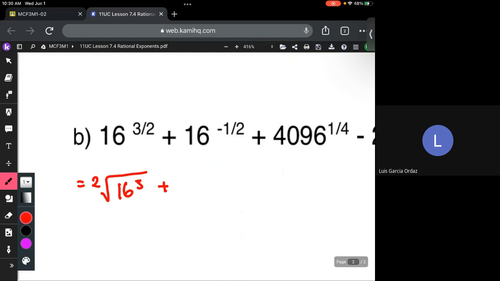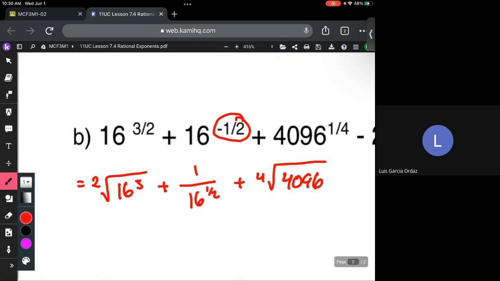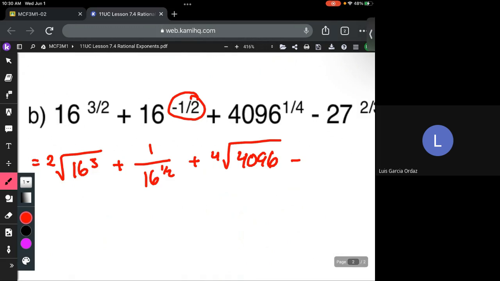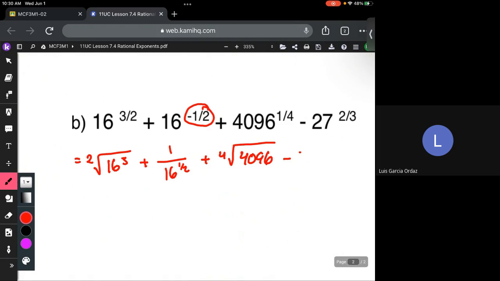How do I change this negative exponent to a positive? What do I have to do? So I get 1 over 16 to the power of 1 over 2 plus the quartic root of 4096 minus the cubic root of 27 to the power of 2. Why is it 1 over 16? Because my exponent's negative. Remember, the imaginary denominator in a whole number is 1. So that's why you flip it.